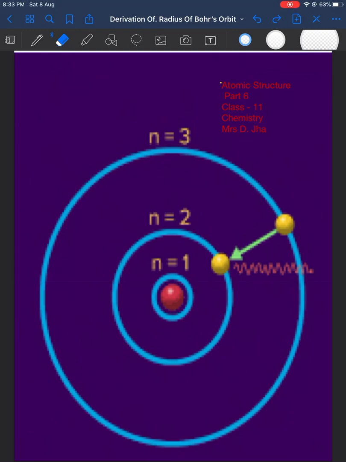Hello students. In this lecture, we will derive the expression for the radius of Bohr's orbit and the energy of an electron in Bohr's orbit.